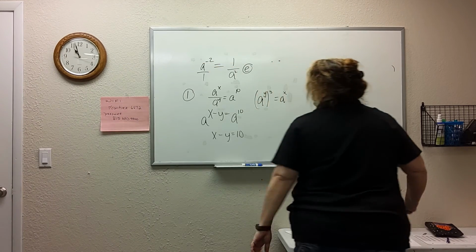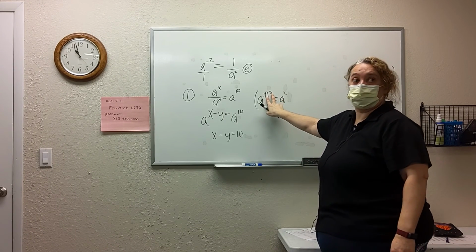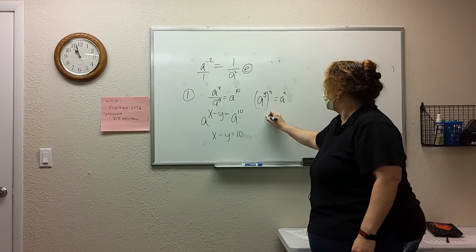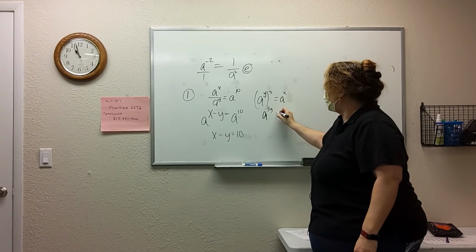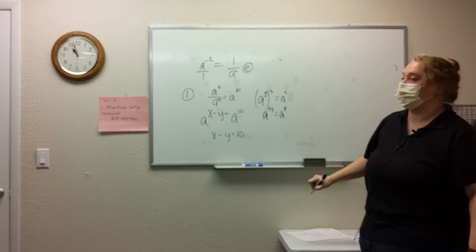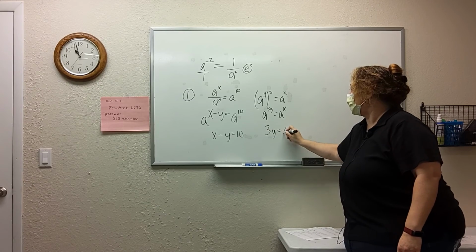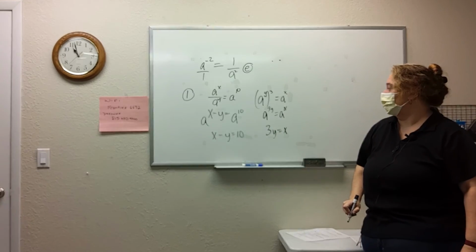All right, let's look at the second one. We're going to do the same idea. A to the y to the third. Again, if I have this situation, I know I'm multiplying. So this is a to the 3y equals a to the x. And again, same kind of logic. If the bases are the same, the exponents are the same. So 3y has to equal x.